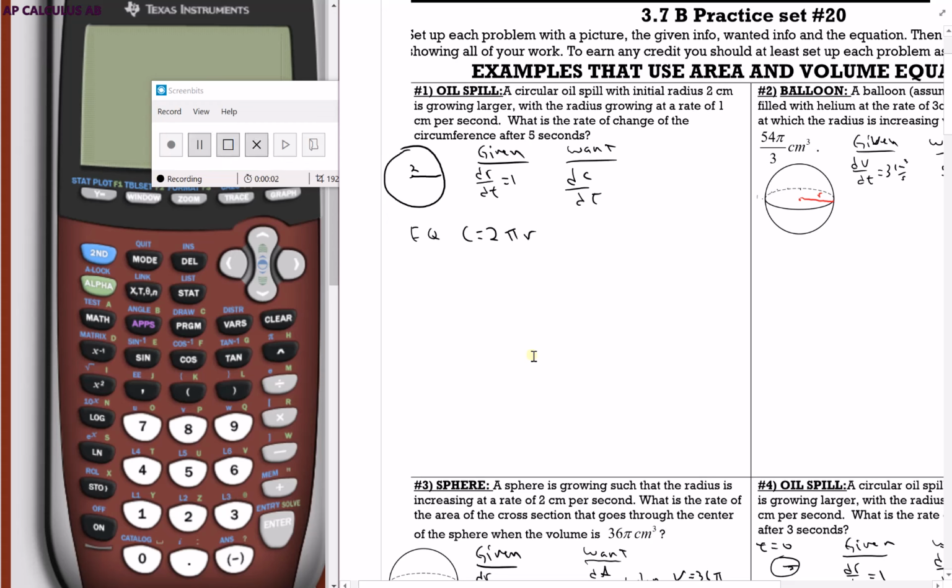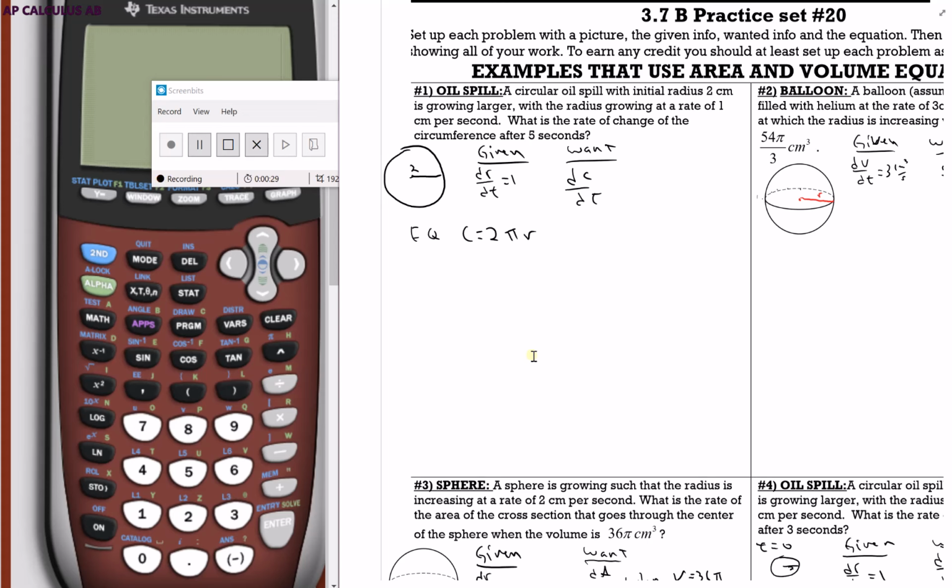Hello, here are our solutions for the 3.7b practice set, number 20. What I've done already is gone ahead and set up all the problems, because that's what you were expected to do at least, and this way you can see what the setup looks like, and then we'll just take it from there. Alright, we're just taking from the very beginning and try to quickly go over all of them in a way that hopefully will help you understand how to get those answers.